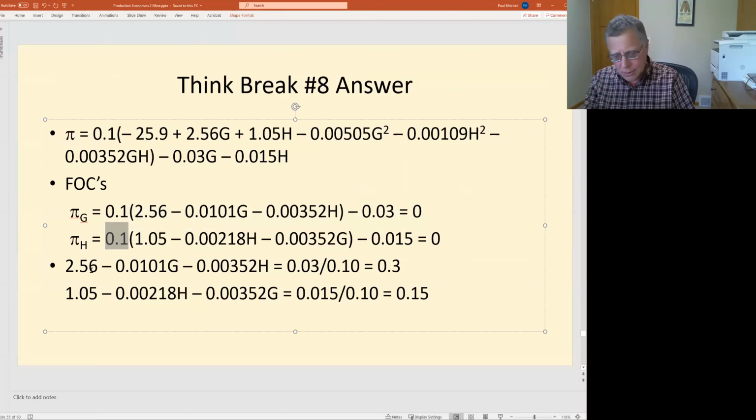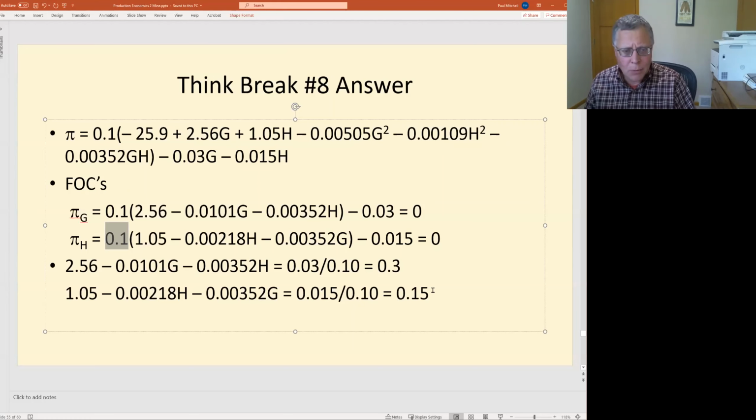And then if you want, I jump to the ratio of marginal products equal to the price ratio, and so you get the same stuff here. It's the marginal product divided by the price of the marginal product equals the price divided by the price of milk. And so you can see 3 cents divided by 10 cents is 0.3, and 1.5 cents divided by 10 cents is 0.15.